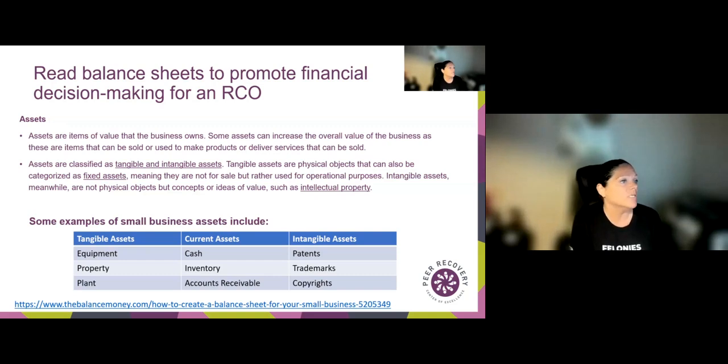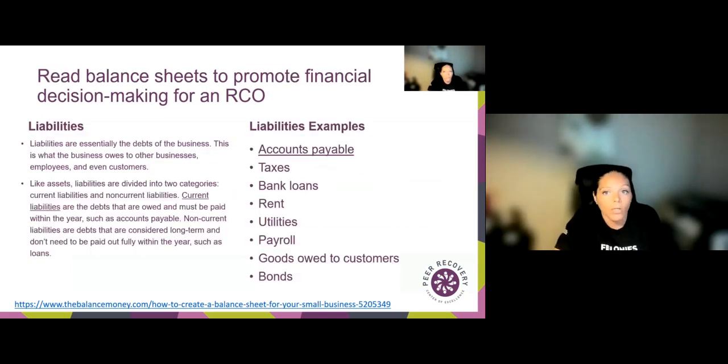Some assets can increase the overall value of the business, as there are items that can be sold or used to make products. Assets are classified as tangible and intangible assets. Tangible assets are physical objects that can also be categorized as fixed assets, meaning they are not for sale, but rather used for operational purposes. Intangible assets, meanwhile, are not physical objects, but concepts or ideas of value, such as intellectual property.